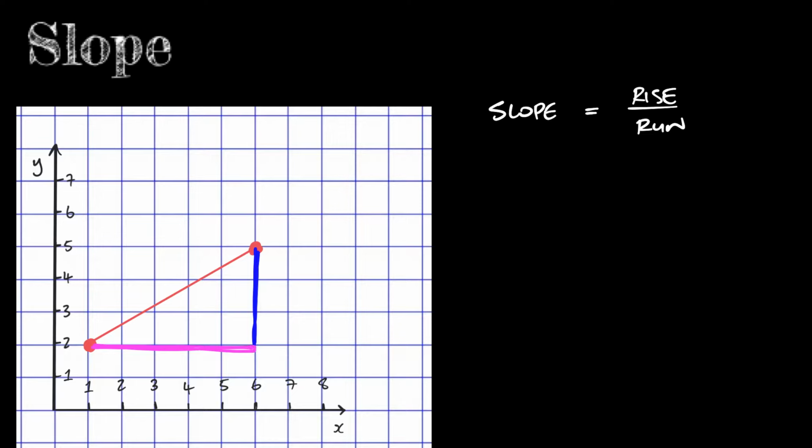So we can see there that it rises up 1, 2, 3. So the rise, which is how much it rises up by, is going to be equal to 3. The run in this case, or how much it runs across, is going to be 1, 2, 3, 4, 5. So the run is going to be equal to 5. So in this case, the slope of our line is going to be a fraction, 3/5. So the slope of this line is going to be 3/5.